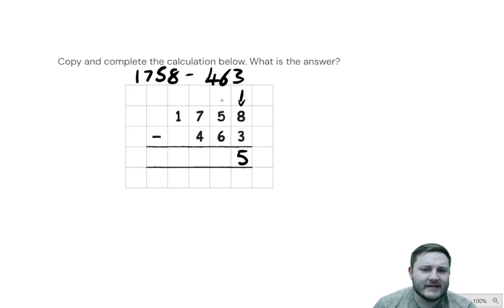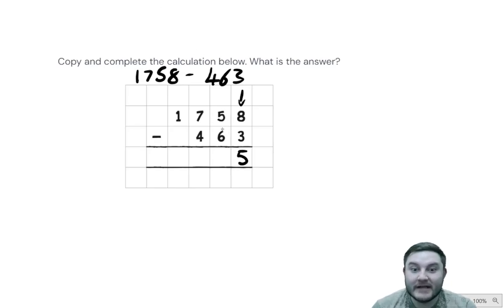Now when we turn to the next column, the tens column, I can't do 5 take away 6. That would lead to a negative value, and you can't have a negative value inside a number. So I couldn't just put -1 here inside the whole number. That doesn't really make much sense. So right now I can't perform that subtraction.